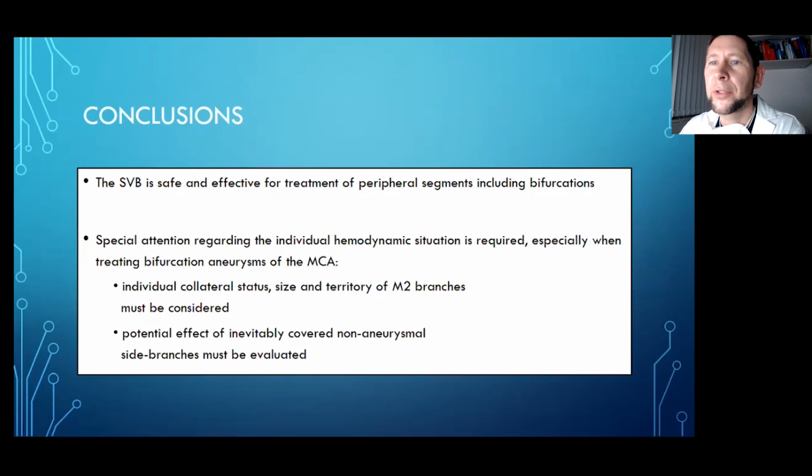And in those scenarios, the individual collateral status, the size, and the territory of the M2 branches must be considered. Also, the potential effect of inevitably covered non-aneurysmal side branches must be evaluated. So sometimes you have to cover branches that are not altered, but they are very close to the aneurysm. And it's important to see if they are relevant and if there's actually a chance to avoid that.